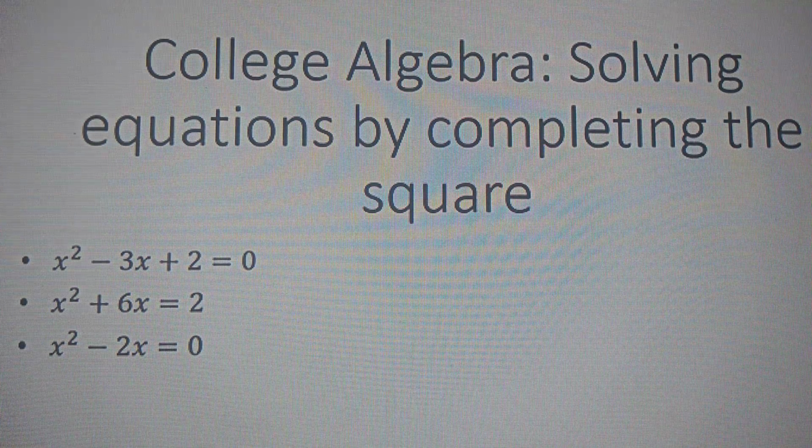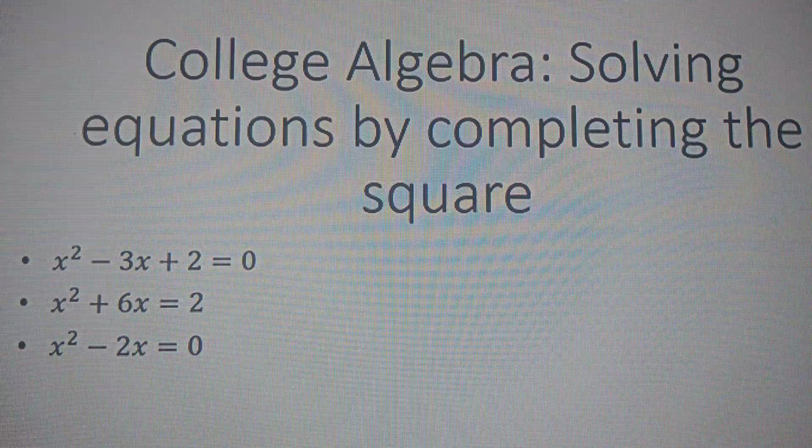X squared plus 6x is equal to 2. So let's write down x squared plus 6x is equal to 2. We're going to complete the square of this equation. Notice that 2 is already on the right side.